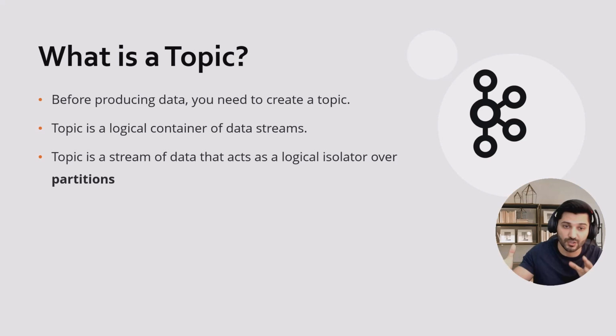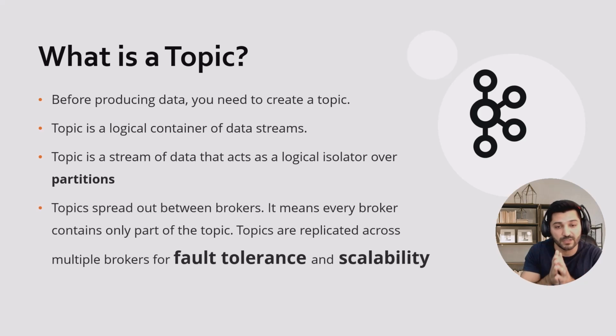The purpose here is distribution. If you store your topic in one broker and this broker fails, it means you will lose all the data. But when you have the table separated across your brokers, it means when one broker fails, your application will be able to continue to work. That's why we have partitions. Behind the scenes, we have partitions. But as a user, we interact mostly with the topic. And the topic is spread out between brokers. We talked about it. It means every broker contains only part of the topic.